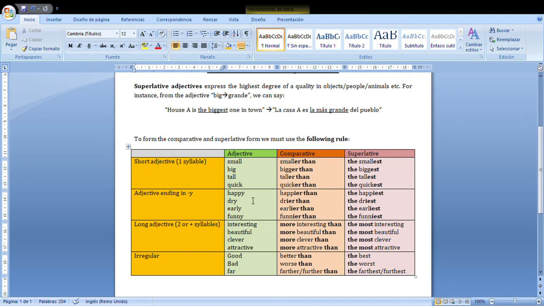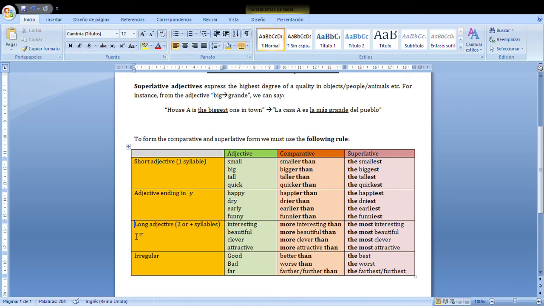If they end in Y, you have to form the comparative and superlative exactly as this first case, okay? We say happier than, but the only thing you have to take into account is that the Y from happy turns into an I. But we say happier than or the happiest, drier than the driest, earlier than the earliest, and funnier than the funniest. We could say, for example, Leo is the funniest boy in class, or Ainara is funnier than the teacher, for example.